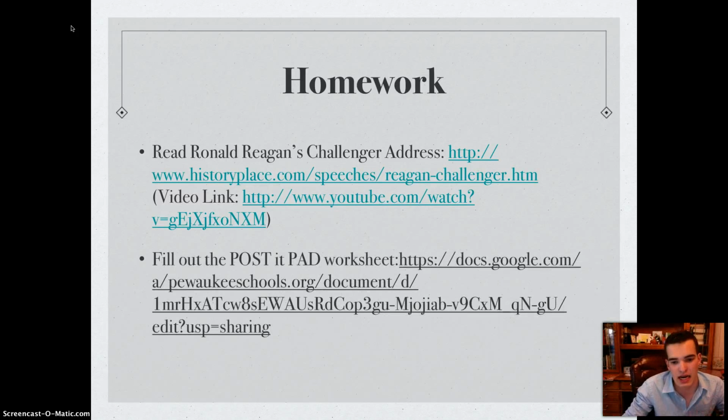And then at this Google Doc, it has each one of the poster pads, and I want you to take a look at it and see what's the purpose, what's the occasion, what's the subject, what's the text, what's the persona, what's the audience, and what's the design. Now, obviously, we're just starting this, you're not going to get it right away, but just jot down a quote or something that you think fits that, and then we're going to discuss it more next time. Until then, enjoy Ronald Reagan.